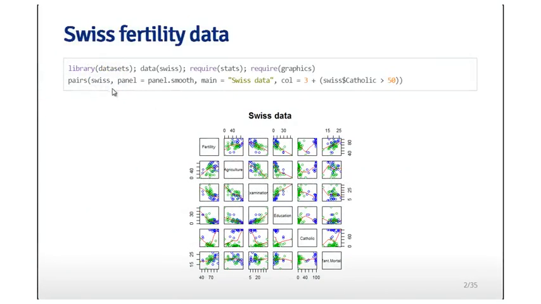Okay, so let's start with the Swiss fertility data. To get this data set, you just do library(datasets), then data(swiss), and require the package stats and the package graphics to get this nice pairwise scatter plot here. I believe this is from the help file for the Swiss data set. This is a nice way to investigate the relationship between all the variables in this data set.